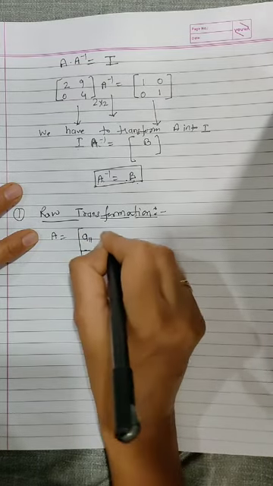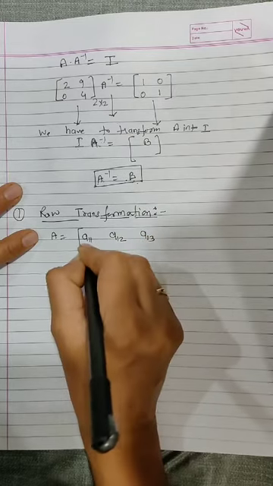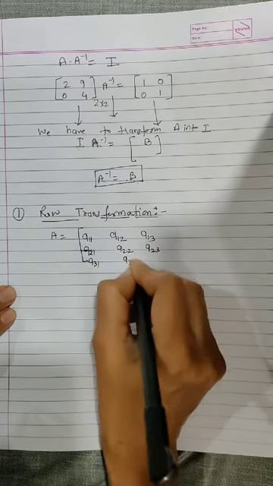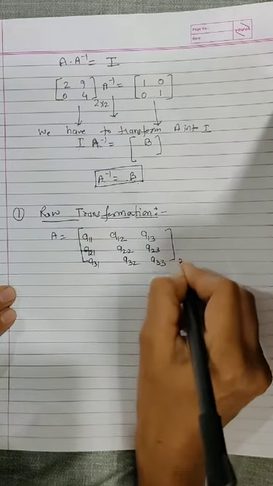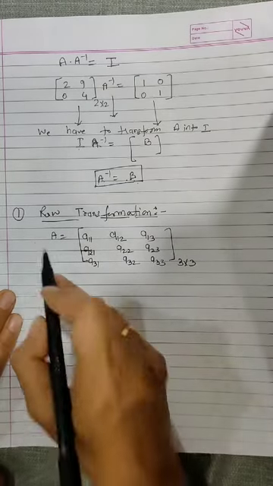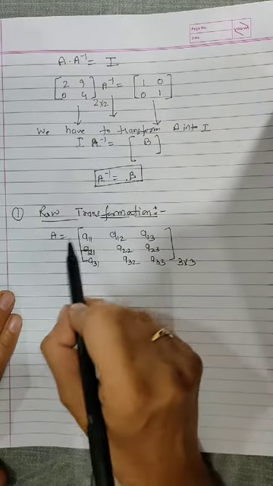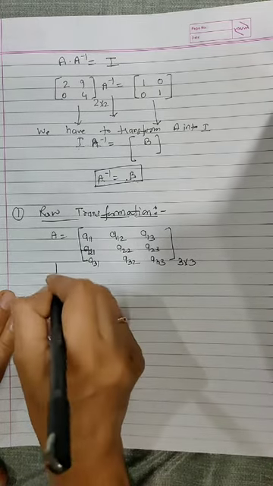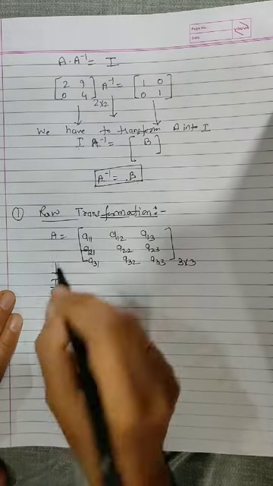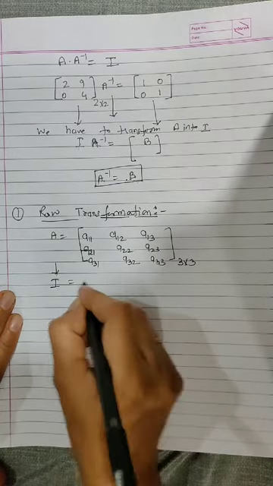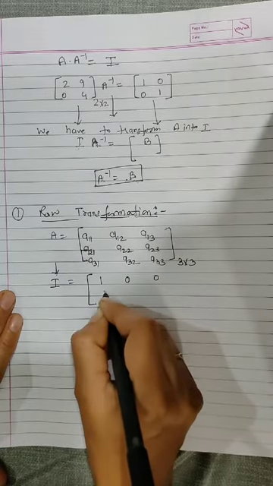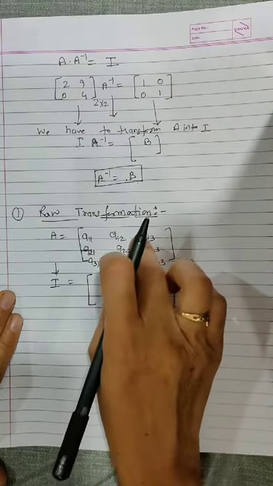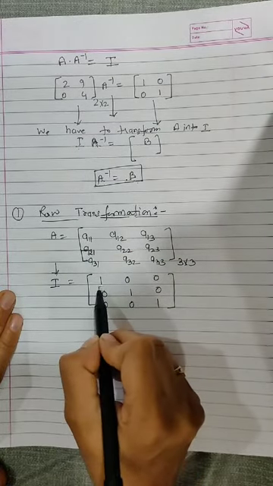So order of 3 means A11, A12, A13, then A21, A22, A23, A31, A32, A33. This is a matrix of order 3 by 3. Now row transformation means we have to perform operations strictly on rows, not on columns, and we have to convert this A into I. Now I is 1 0 0, 0 1 0, 0 0 1. So this original matrix A is converted to I, which means the first element we want as 1.